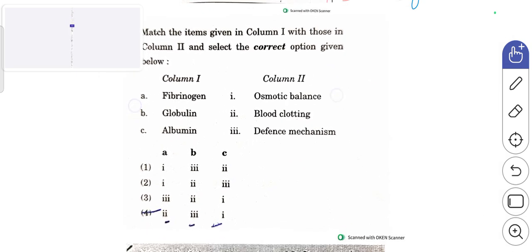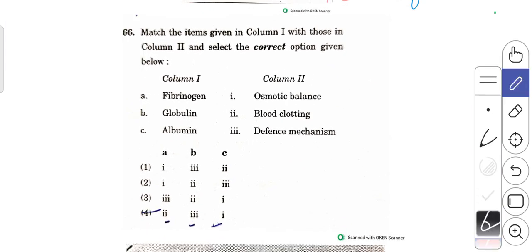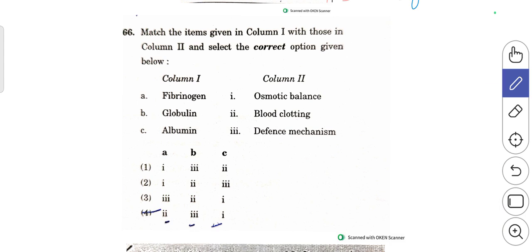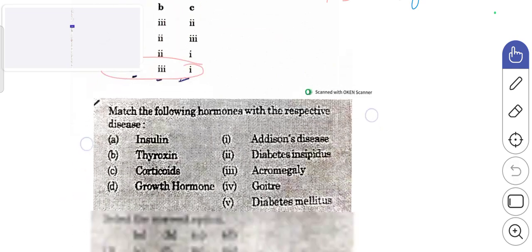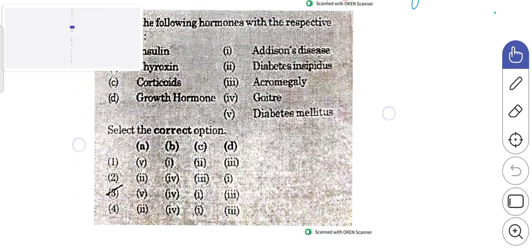So we'll discuss the next question, that is regarding the clotting factors. Fibrinogen, it is always a blood clotting factor. Globulin, it is antibodies. IgA, IgE, IgD, IgM, that is globulin. It always helps in the defense mechanism. The albumin helps in osmotic balance. So hence the correct answer for this question will be the fourth one. So we'll discuss the next question.